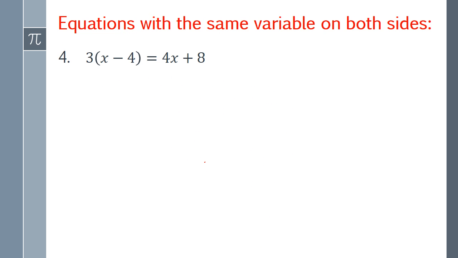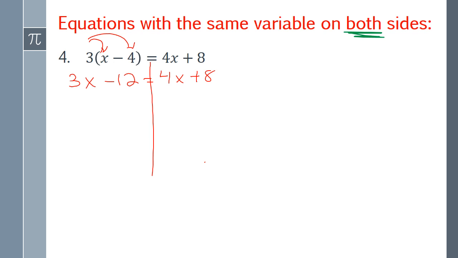Now let's learn how to solve equations with the same variable on both sides. Our example is 3 times (x minus 4) equals 4x plus 8. The first step, again, is to get rid of these parentheses, so I'm going to use the distributive property. Then I'm going to have 3x minus 12 equals 4x plus 8. Again, I'm going to put my line over the equal sign.